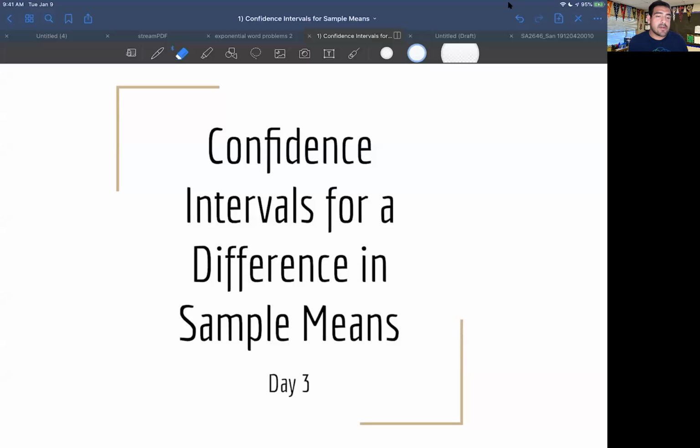In today's video, we're going to talk about constructing confidence intervals for difference in sample means. This is fairly simple and very similar to constructing confidence intervals for a difference in proportions, as well as a confidence interval for means. So we're going to use those two concepts, which we already know, to quickly go through this lesson.